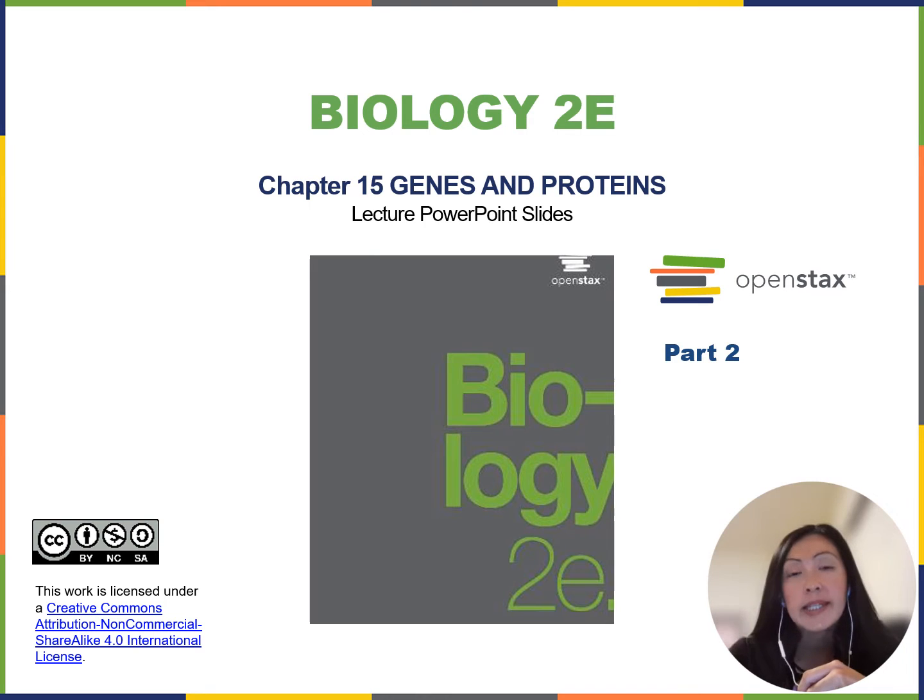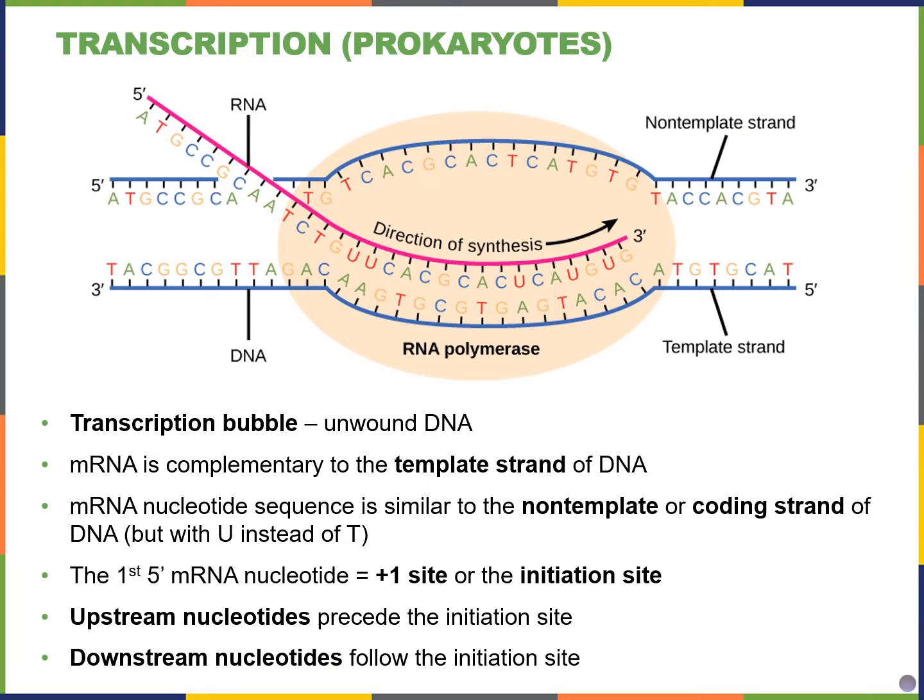All right, welcome back. In the second video, we're going to jump into the details of transcription. How do we get messenger RNA from our DNA? We're going to be focusing on transcription in prokaryotes, although eukaryotes are very similar. Where transcription is occurring, if I look at the DNA double helix, the DNA double helix has to unwind in that region, and that unwound portion is known as the transcription bubble.